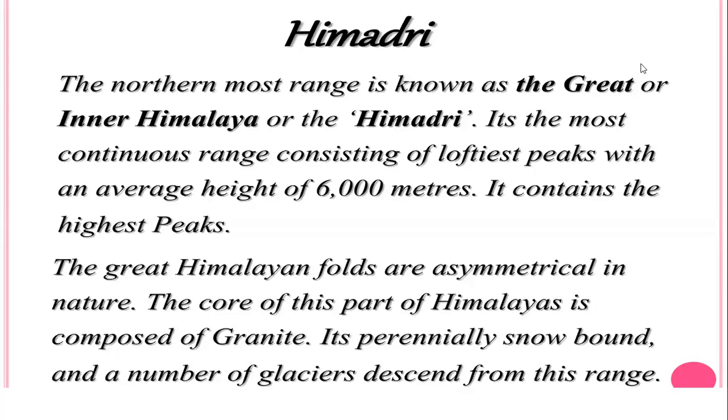It contains the highest peaks. The Great Himalayan folds are asymmetric in nature. The core of this part of Himalayas is composed of granite. It is perennially snowbound, and a number of glaciers descend from this range.